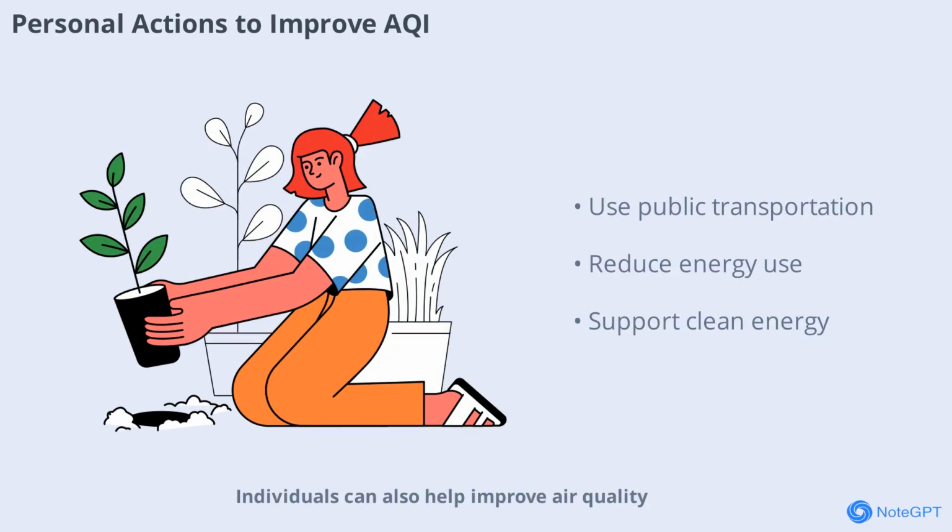Individuals can also help improve air quality by making small changes in their daily lives. Using public transportation, carpooling, reducing energy use, and avoiding burning trash all help lower pollution. Choosing environmentally friendly products and supporting clean energy initiatives also contribute to better air quality. Every action counts, and together, we can make a positive impact on the AQI.